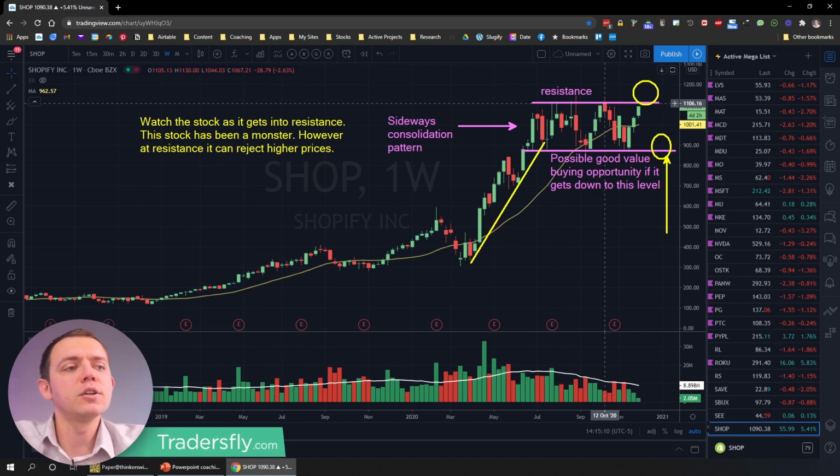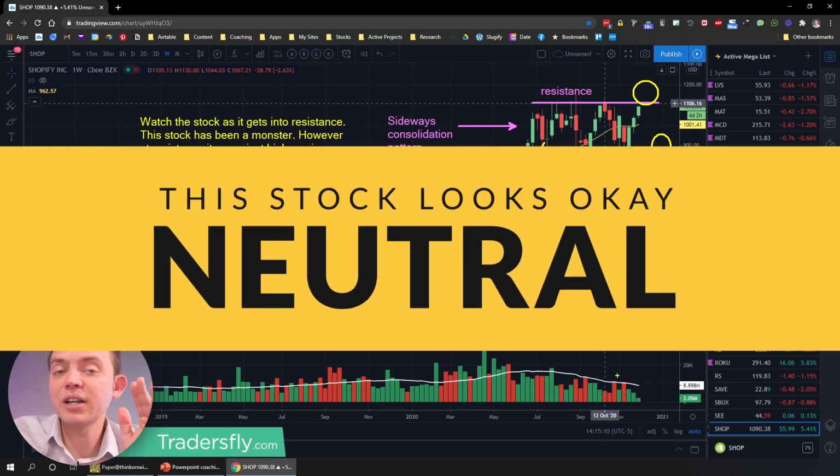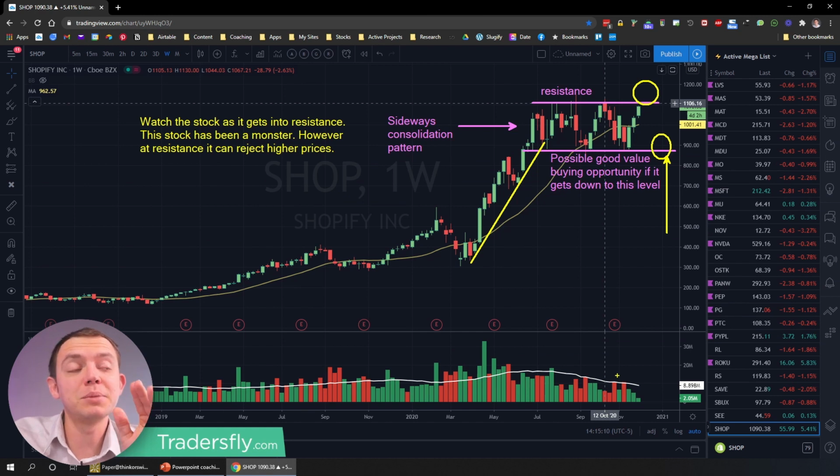So other than that, it looks okay for now. I'm a little bit more neutral on it because, hey, the market's at all-time highs. This is coming right into resistance. Be a little more careful. But if it breaks through with volume, with wide price spread, it could be good. Otherwise, a pullback would be a smarter approach here for a better value. Okay, that's what I would look at. Okay, so there you go.